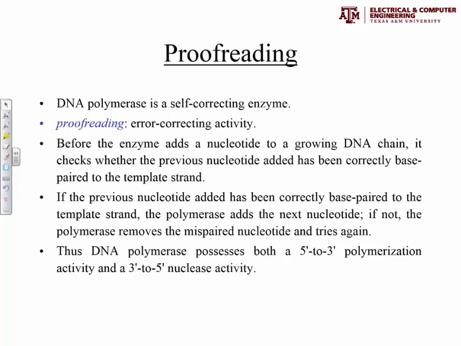So DNA polymerase possesses a 5' to 3' polymerization activity, where it is adding more nucleotides, creating a polymer, and in the 3' to 5' direction, it possesses a nuclease activity. Nuclease is something that disintegrates a nucleic acid. So in one direction, it has polymerization activity, so it's a synthesizer. In the other direction, it's a degrader. That's why it can synthesize only in one direction.